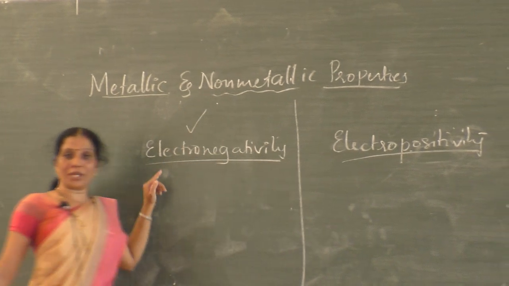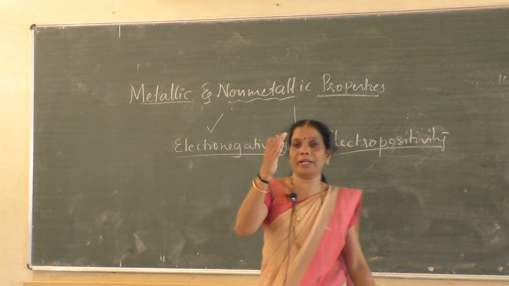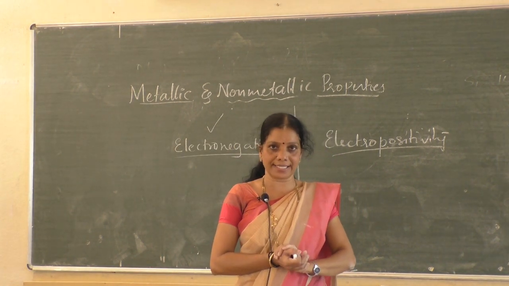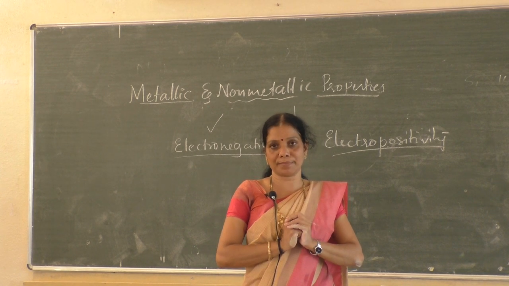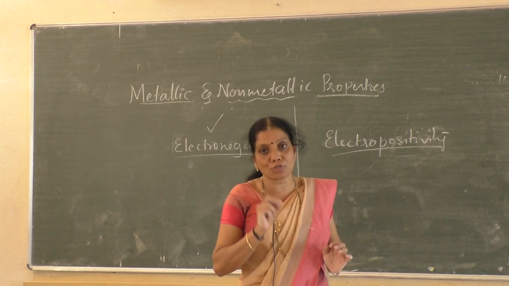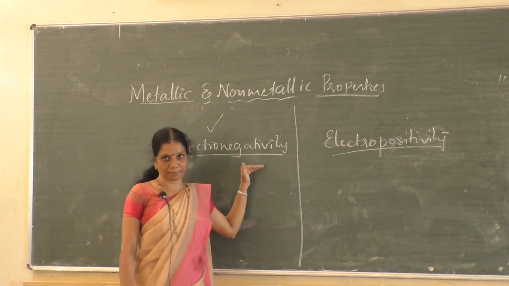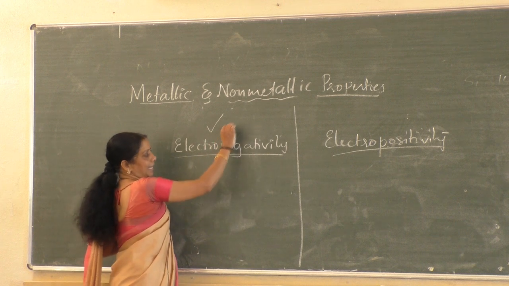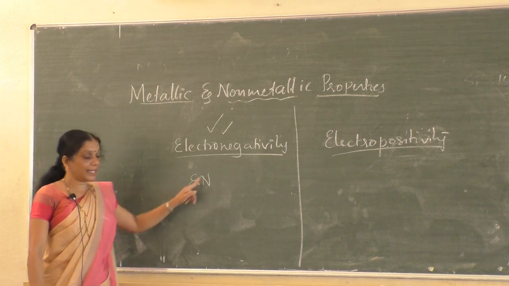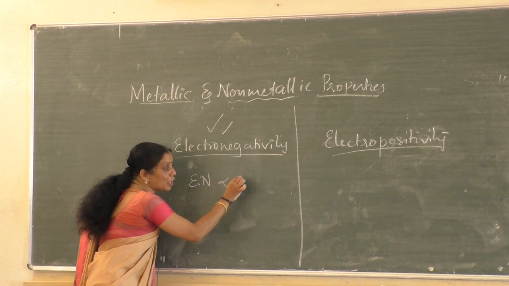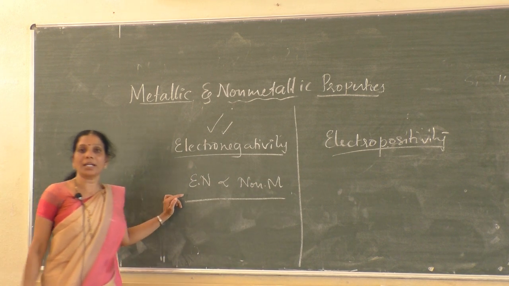Now what is this electronegativity? Listen here, electronegativity of an atom of any element, if you consider, electronegativity is a tendency of an atom to attract the electrons. Tendency of an atom to attract the electrons. That is always called what? Electronegativity. Always this electronegativity is directly related to the non-metallic property.